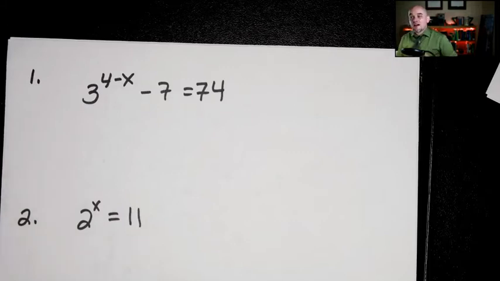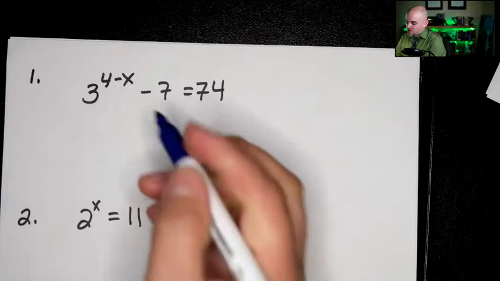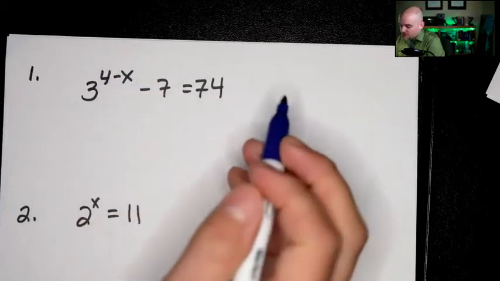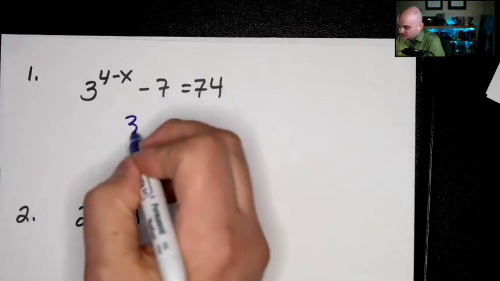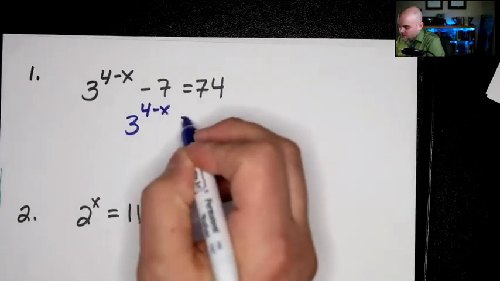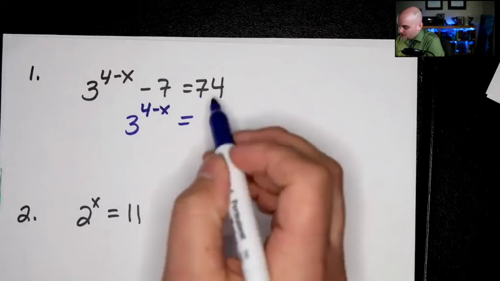On all of these, I just want to get x by itself. So as far as my class goes, once you get x by itself, you're done. Let's take you through that one. To get the exponential by itself, first I'm going to add 7 to both sides. And this gives me 3 to the 4 minus x is equal to 81.